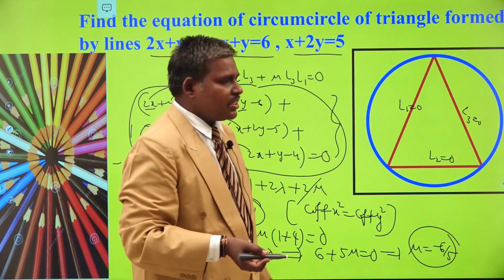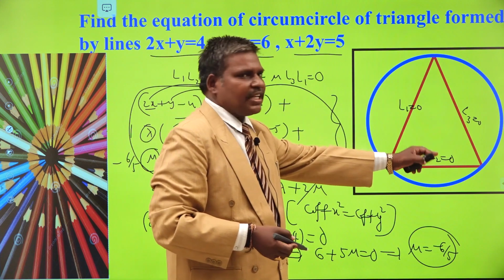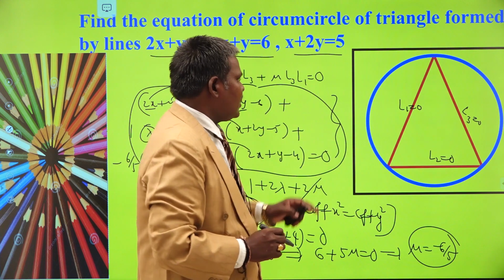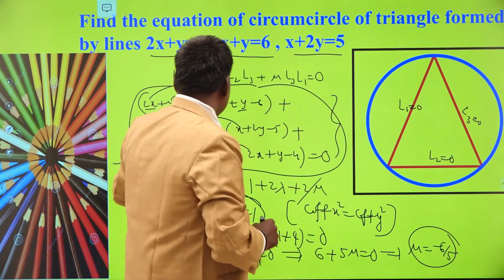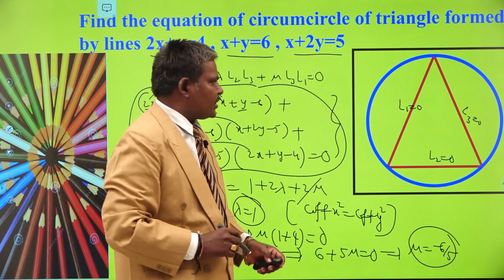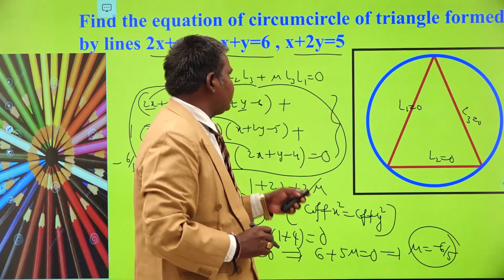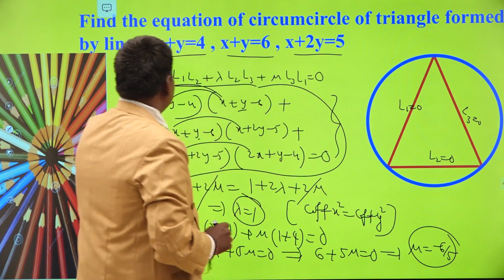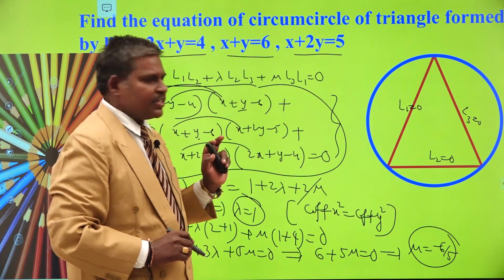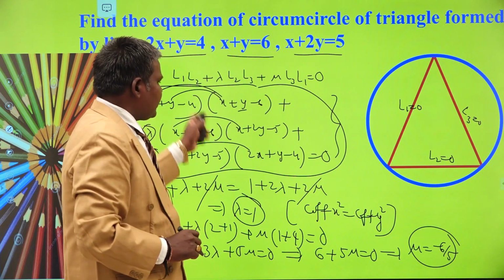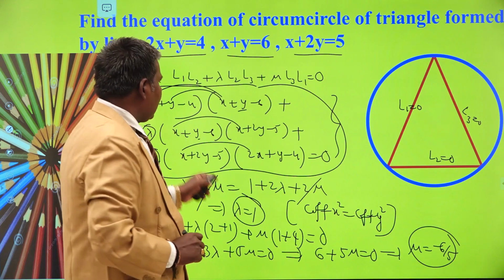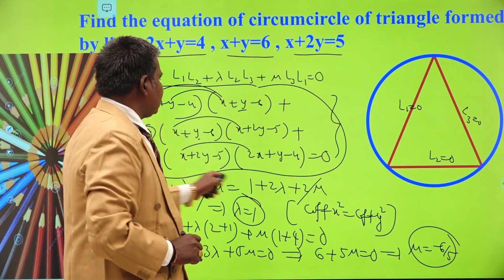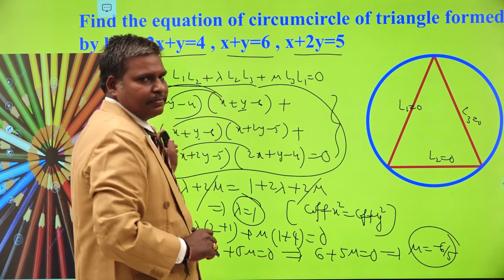There are two methods. By finding the vertices itself, you can find the equation of the circle, or by writing the expression itself, we can find the equation of the circle. This is the corresponding diagram to this problem. Understand? Okay. In this manner, we can find the equation of the circle. You may use the second method also. But the expansion takes a little bit of time.